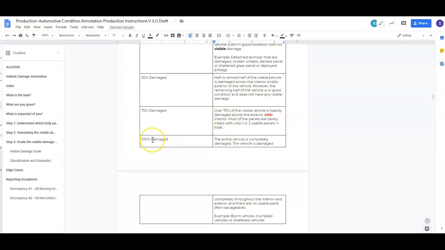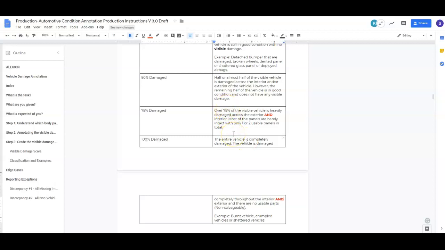Okay, 100% damage is basically if the car is completely damaged, a total loss, you cannot use it again, the engine, everything has gone. So I am actually adding this here too. Basically the vehicle is non-salvageable. Burnt vehicles, crumpled vehicles, completely shattered, completely destroyed vehicles all fall under this category of 100% damage. Remember this. So these are all the classifications.